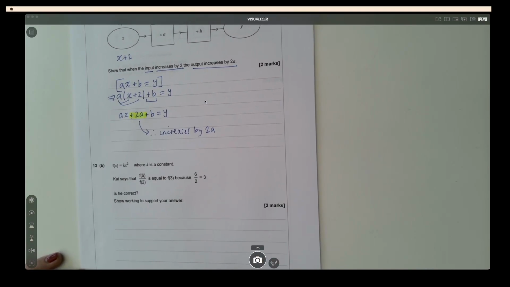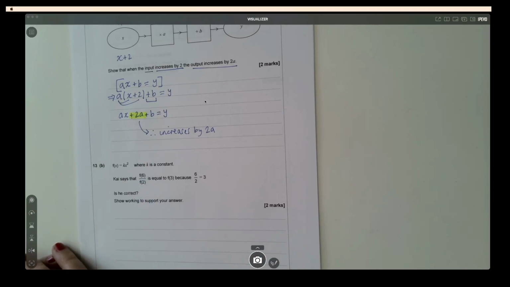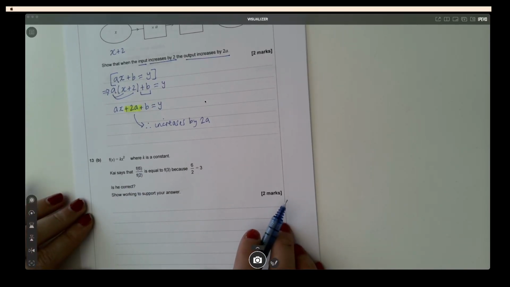13b, f of x equals kx squared, where k is a constant. Kai says that f of 6 divided by f of 2 is equal to f of 3 because 6 divided by 2 equals 3. Is he correct? Show working to support your answer.